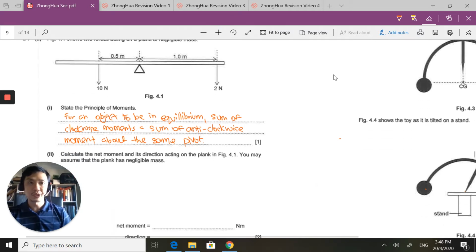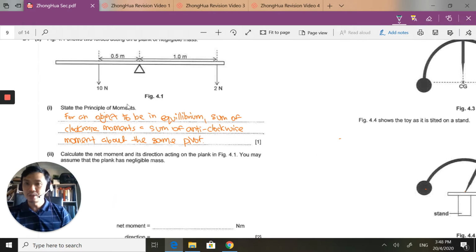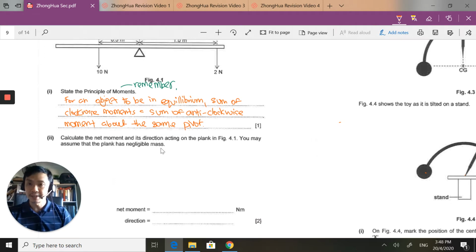State the principle of moments. Principle of moments, you have to remember as a definition. So you have to remember this. I've already pre-written it. You have to remember it and write it exactly as I have written it. So I'm not going to read through it. You can read it yourself. So this one is just memory work, yeah?